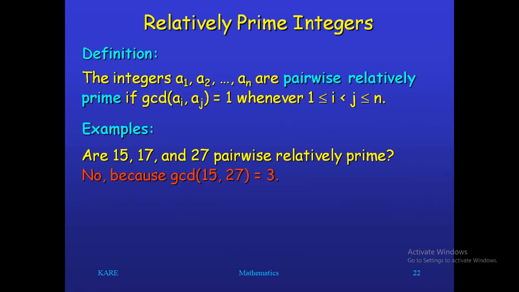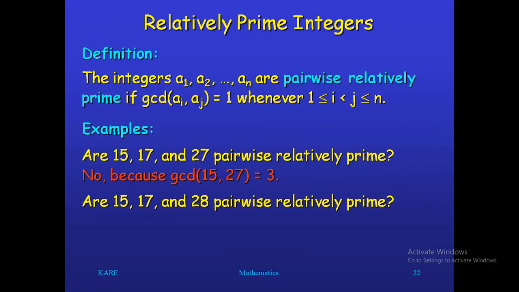Any two numbers in 15, 17, 27, you can take, and if you find the GCD is equal to 1, then I can come to the conclusion that they are relatively prime integers. But in this case, the first number is 15 and the last number is 27, and their GCD is equal to 3. So in such a case, they are not pairwise relatively prime. So this set itself I have to leave.